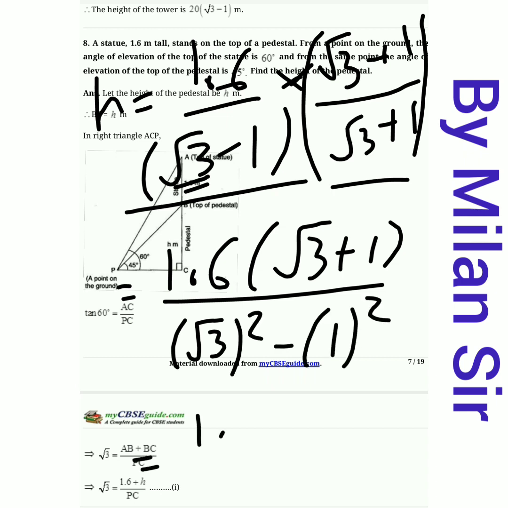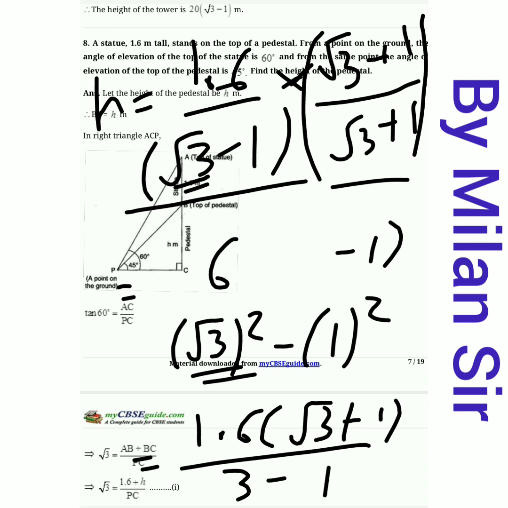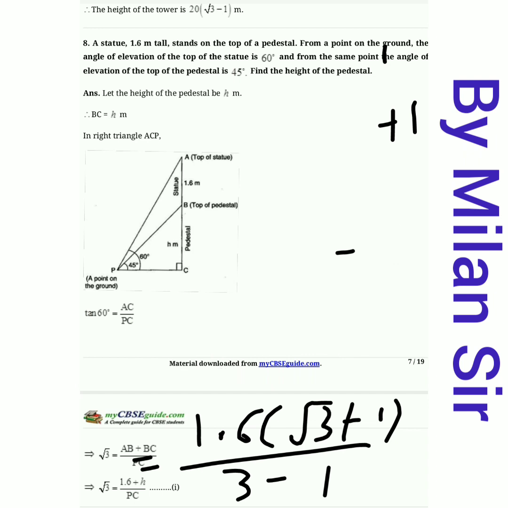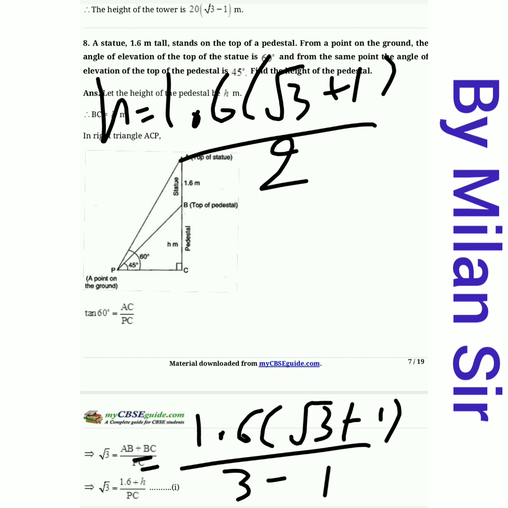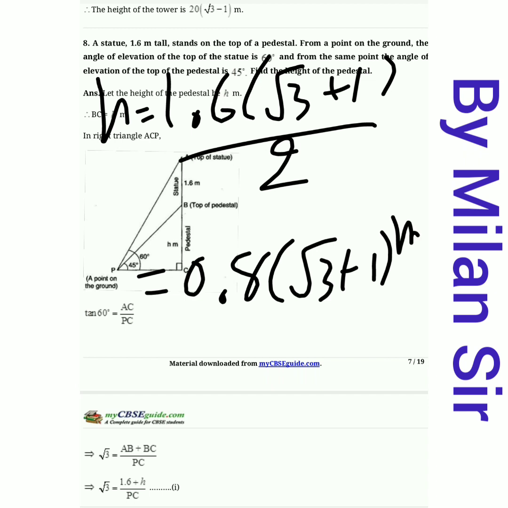Again numerator as it is. Now in denominator under root 3 square only 3, minus 1 square 1. Okay, so H is equals to 1.6 in bracket under root 3 plus 1 divided by 3 minus 1, it's a 2. Now we can divide 1.6 by 2, it's 0.8, and under root 3 plus 1 as it is, meter. So our height of the pedestal is equals to 0.8 in bracket under root 3 plus 1 meter.